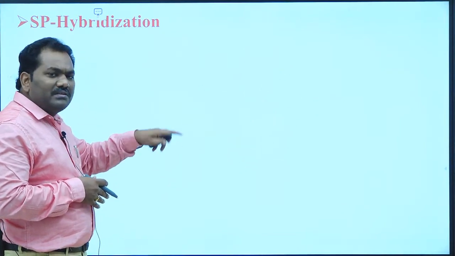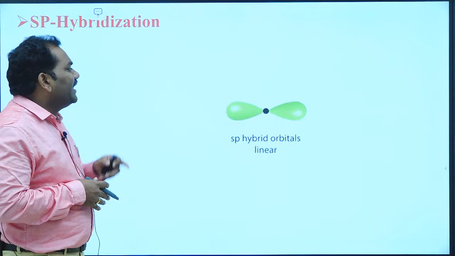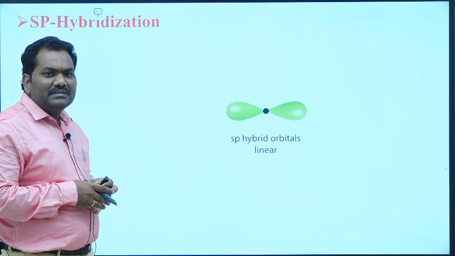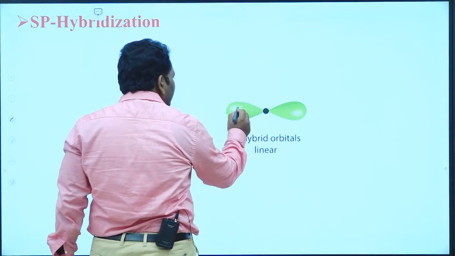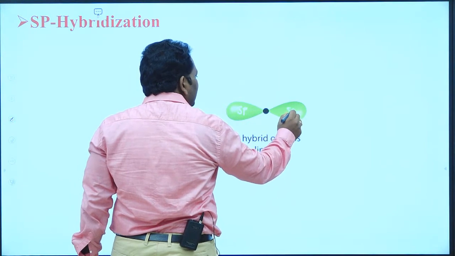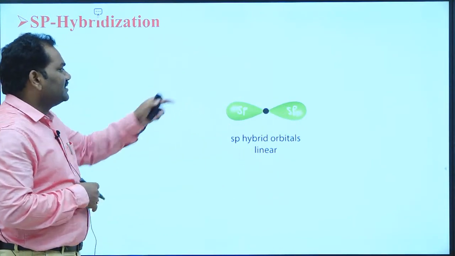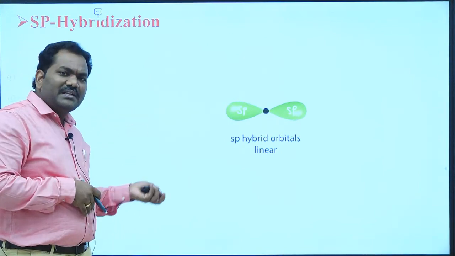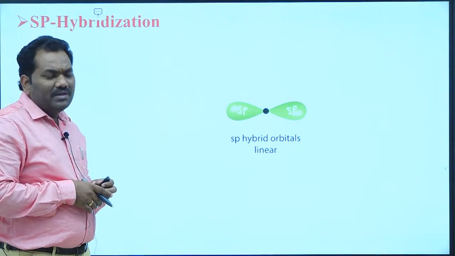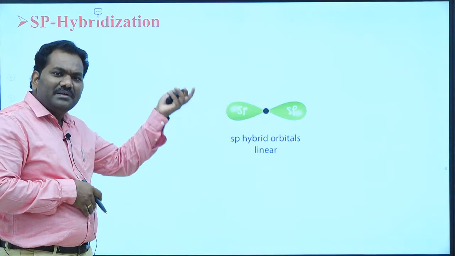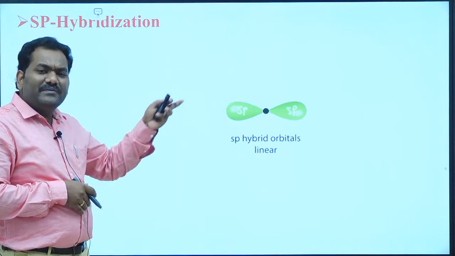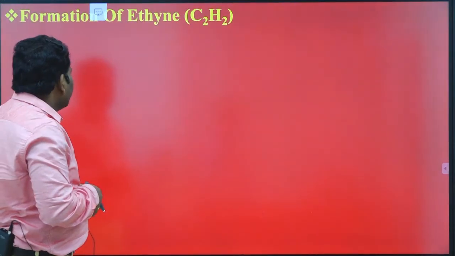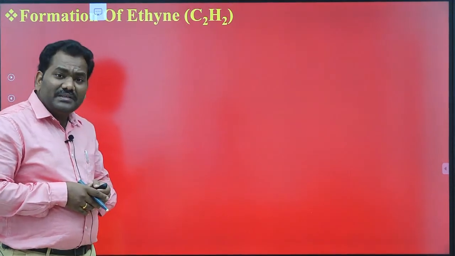After mixing, these two orbitals are converted to sp hybridized orbitals and both have the same shape. This is one sp hybridized orbital and this is another sp hybridized orbital. Two orbitals are there. Before mixing, one is spherical shaped and another is dumbbell shaped. Now both have the same, symmetrical shape and similar energy. That is the advantage of hybridization. Let's take one example, that is the formation of ethyne.